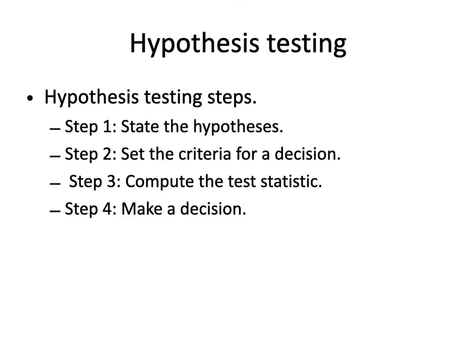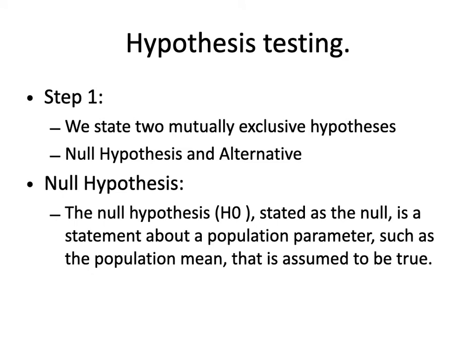Basically, hypothesis testing consists of 4 steps. The first step is to state the hypothesis, next we set the criteria for the decision, then we compute the test statistic, and finally we make the decision. To begin, we identify the hypothesis or claim that we feel should be tested. So we state two mutually exclusive hypotheses: the null hypothesis and the alternative hypothesis.